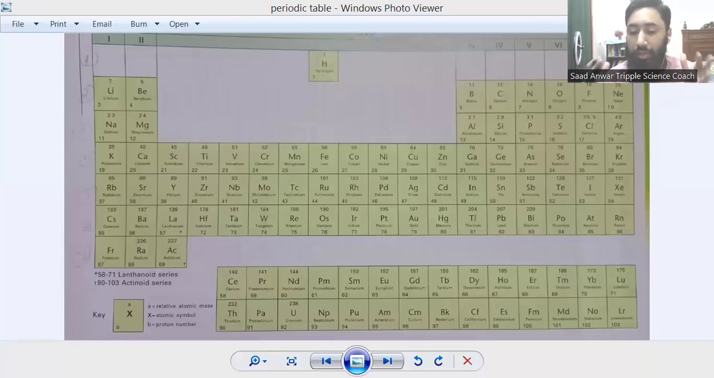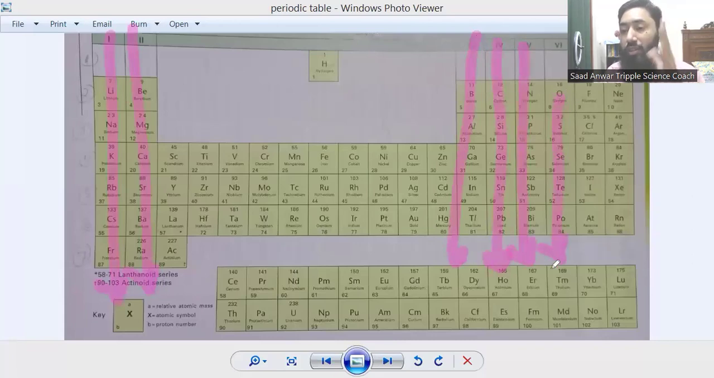What is the periodic table? The periodic table is just a page where elements are arranged according to their atomic number. There are two types of arrangement of elements in the periodic table. One is vertical arrangement. You can see my hand. This is vertical, straight, standing.